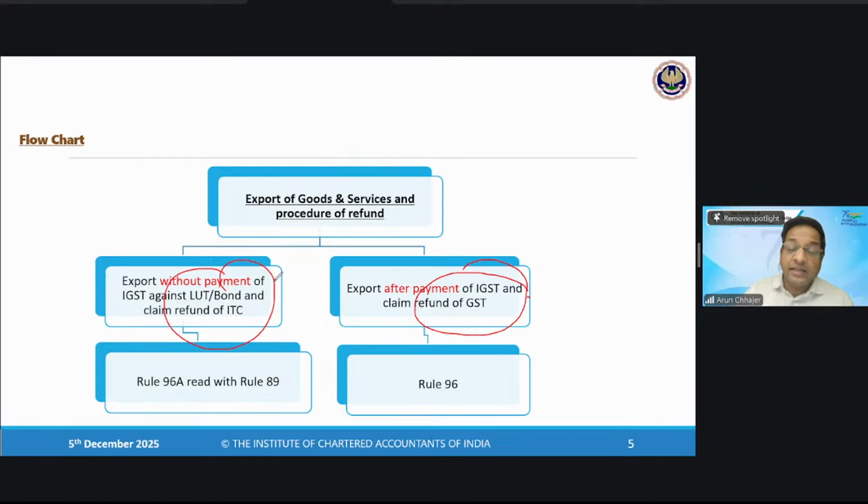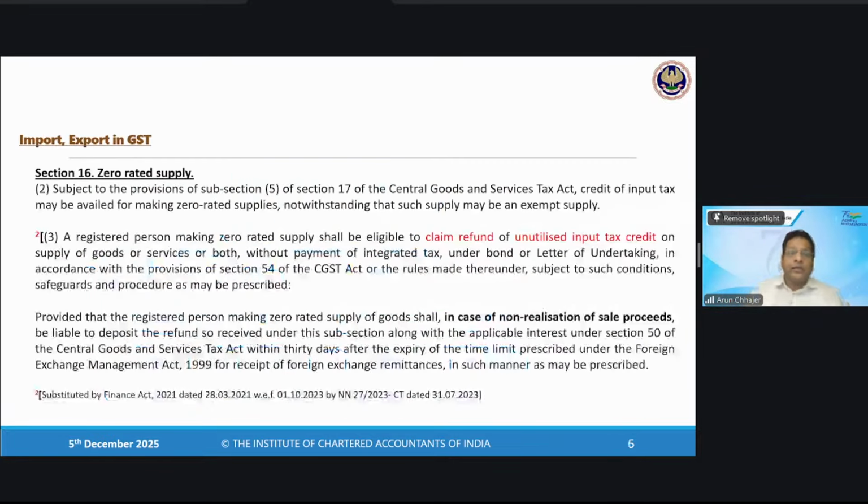So the two classes are for export and import, and then the balance two classes, I think, are for refund. Now, we have discussed section 16 subsection 1, that zero rated supply means export and supply for authorized operations. Now it says that subject to the provisions of section 17 subsection 5.